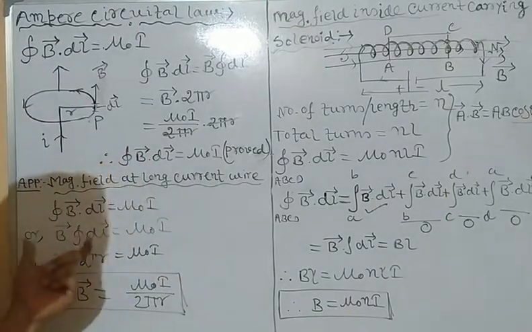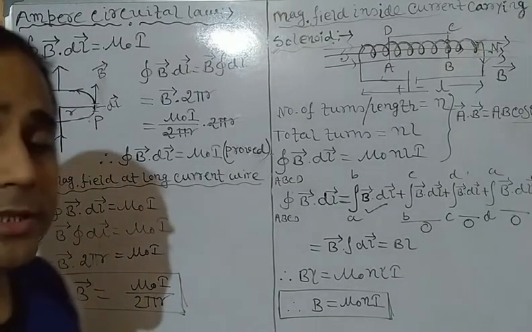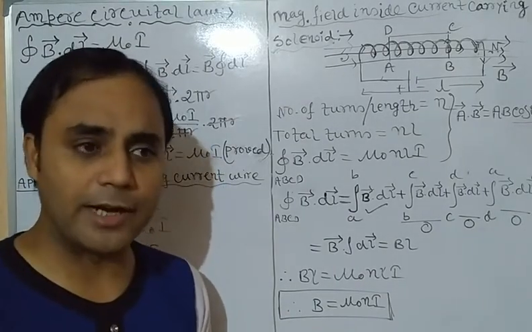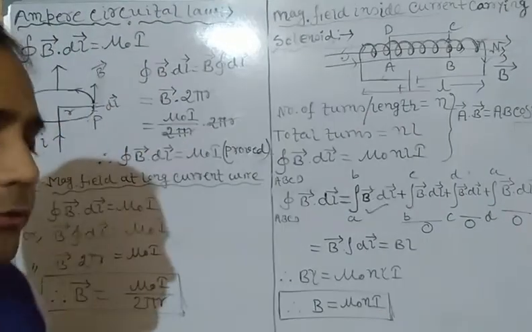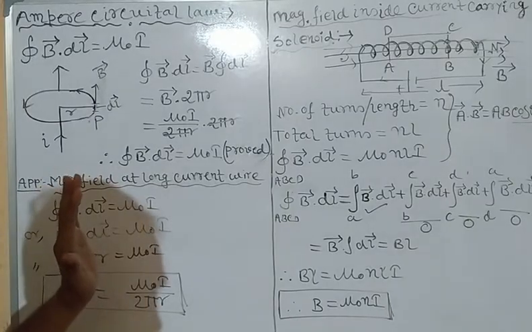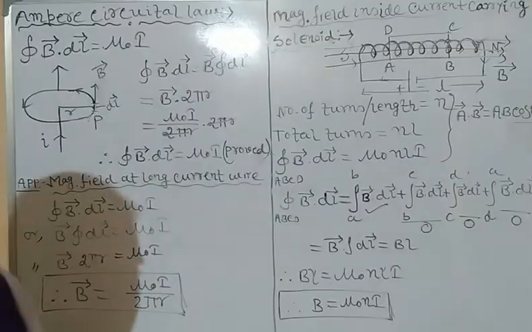So using Ampere's circuital law we can easily find the magnitude of the magnetic field of a straight current carrying conductor in the simplest way.